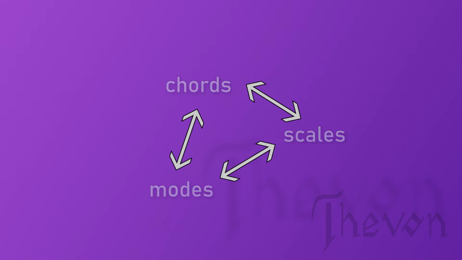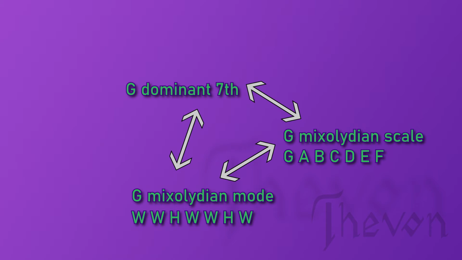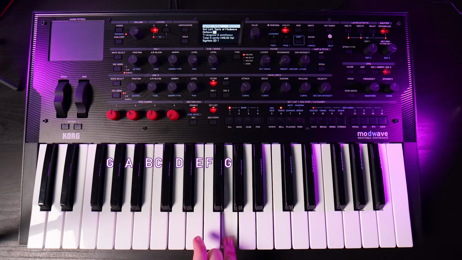For example, the G dominant 7th chord has the following scale: G, A, B, C, D, E and F. The scale is called the Mixolydian scale, and the Mixolydian mode looks like this. So we have our key, which is C major, and when we look at the C major scale, it represents all the tones that we can use in the C major key: C, D, E, F, G, A and B. And with those tones we can create certain chords that belong to the key of C major.